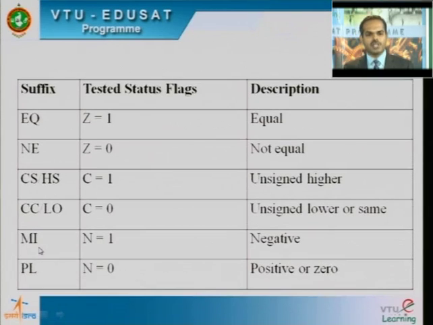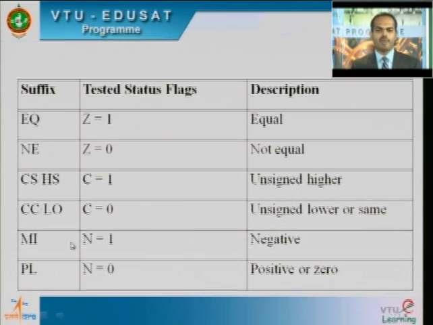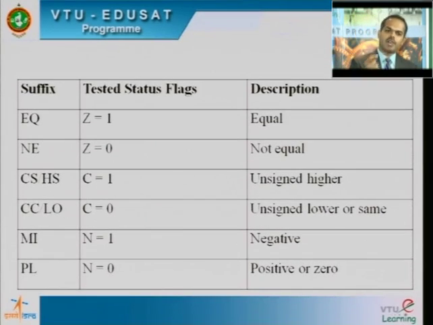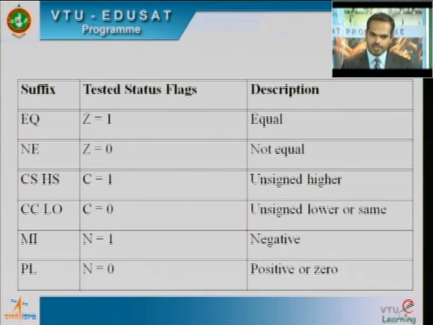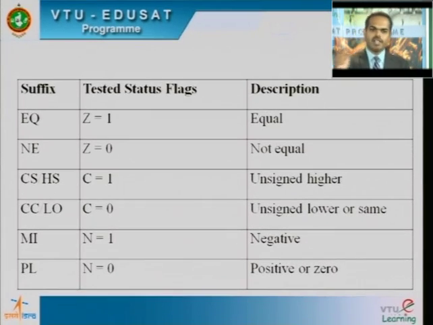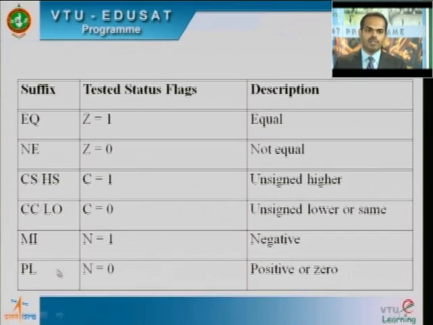Now, the MI condition stands for N equal to 1. N equal to 1 is actually the negative flag. When the negative flag N equals 1, the MSB of a given number is 1, then we call that number a negative number. So that MSB is set to the N flag. Once N is equal to 1, the condition MI becomes true. If N equals 0, then PL becomes true. PL stands for positive or 0.